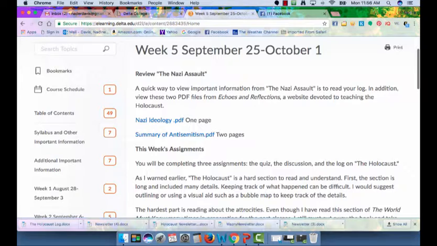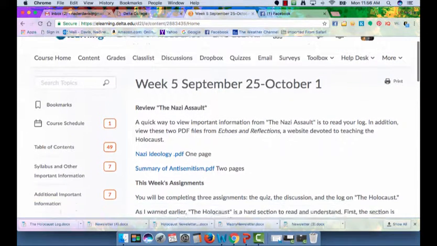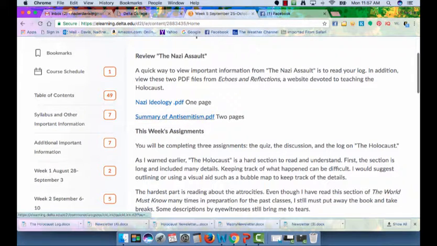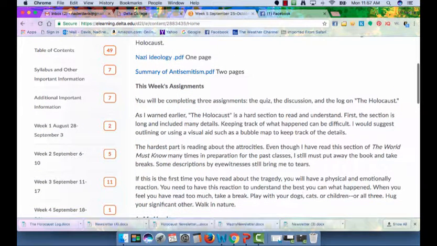One way to do it is to read your log. That's the value of these logs. You can look back and see what each section was about. I also found 2 nice PDFs about Nazi ideology and the summary of anti Semitism. Some people thought that the book was a little thin, didn't have enough information in it, and this should give you some background. Then you'll have 3 assignments this week: the quiz, the discussion, and the log on the Holocaust.